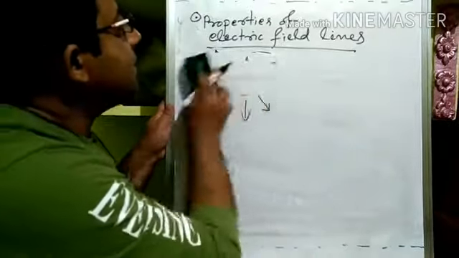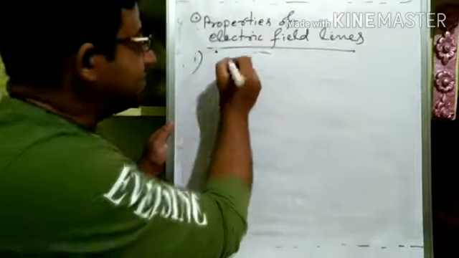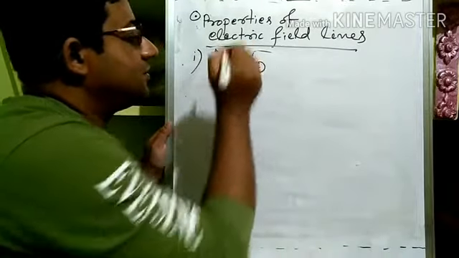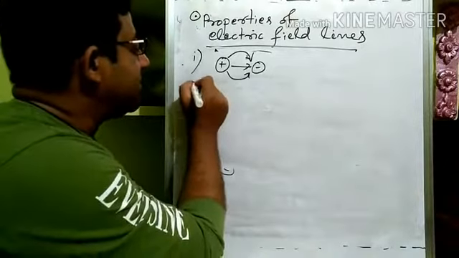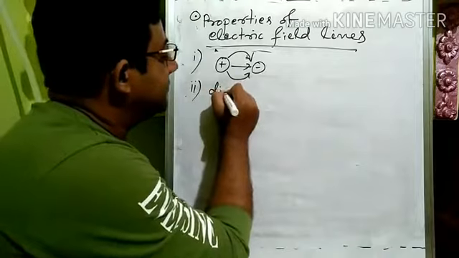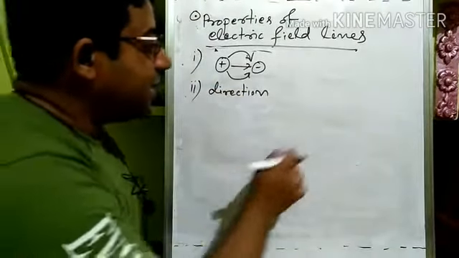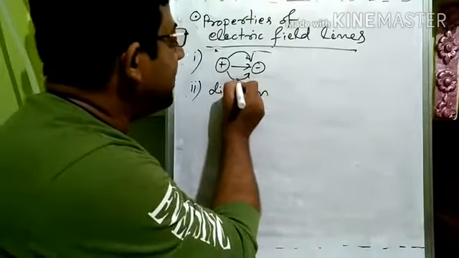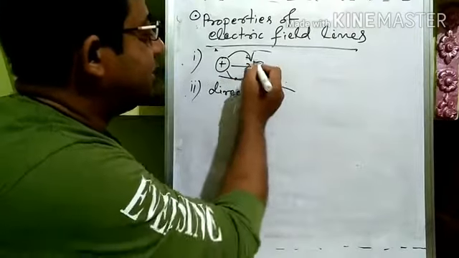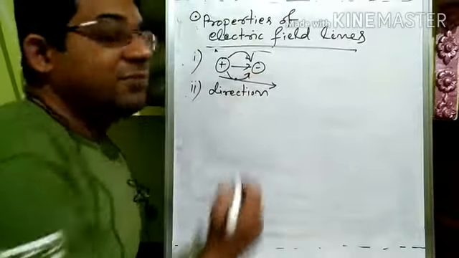Fine. So properties of electric field lines. The first property we discussed is this, pictorially I am showing. The second property we are studying is direction. Now the direction also we have discussed, that plus to minus. At any point, what is the direction of electric field intensity? At that point, if you draw a tangent to the electric field line, the direction is nothing but the direction of the field intensity.